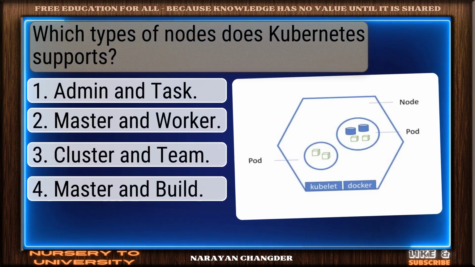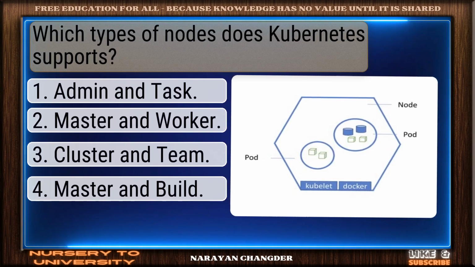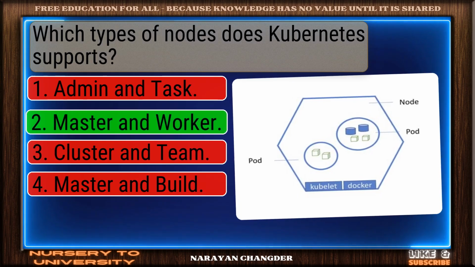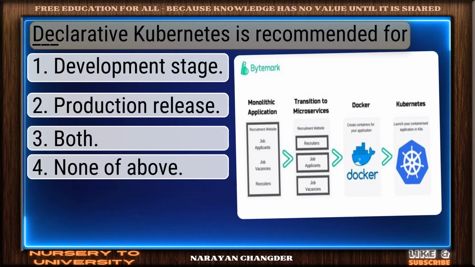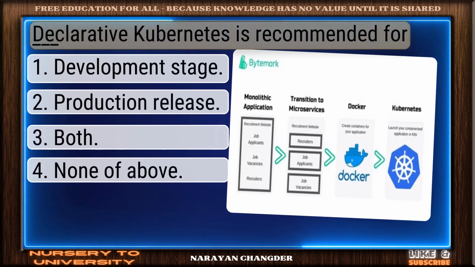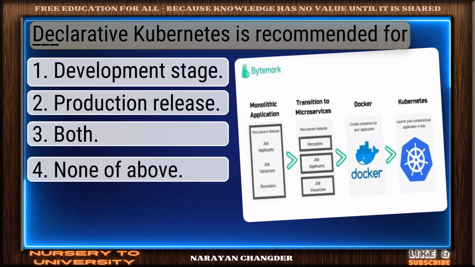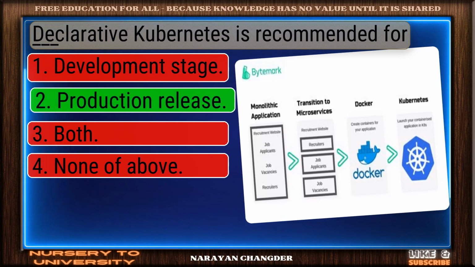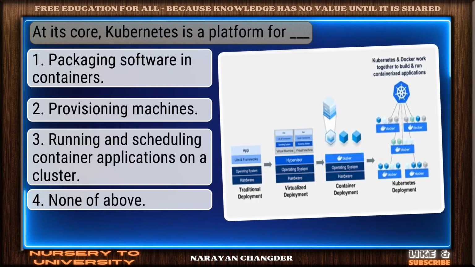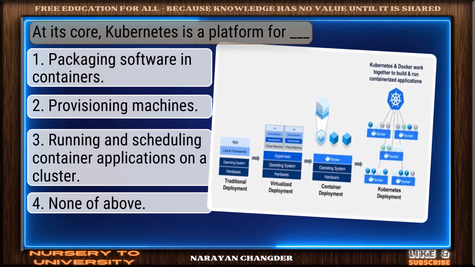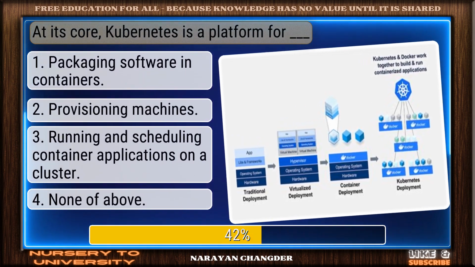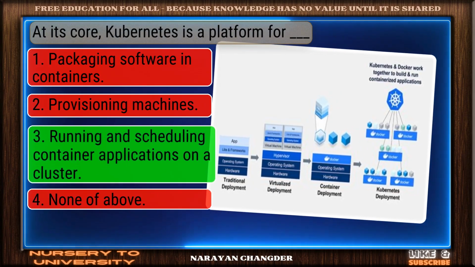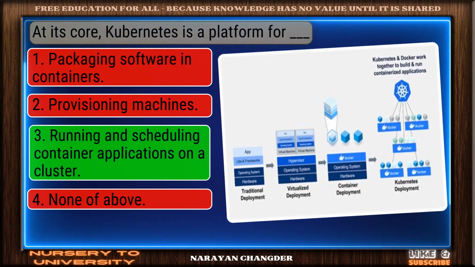Question number 51. Which types of nodes does Kubernetes support? Smart move. Master and worker is an accurate answer. Question number 52. Declarative Kubernetes is recommended for dash. Correct. Production release is the right answer. Question number 53. At its core, Kubernetes is a platform for dash. Correct response. Running and scheduling container applications on a cluster is the most accurate answer.